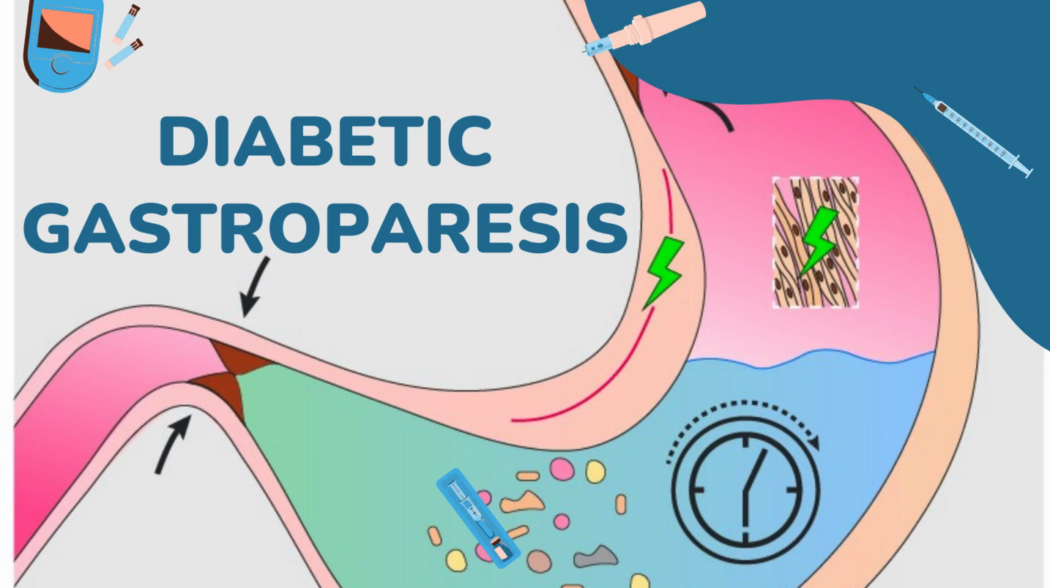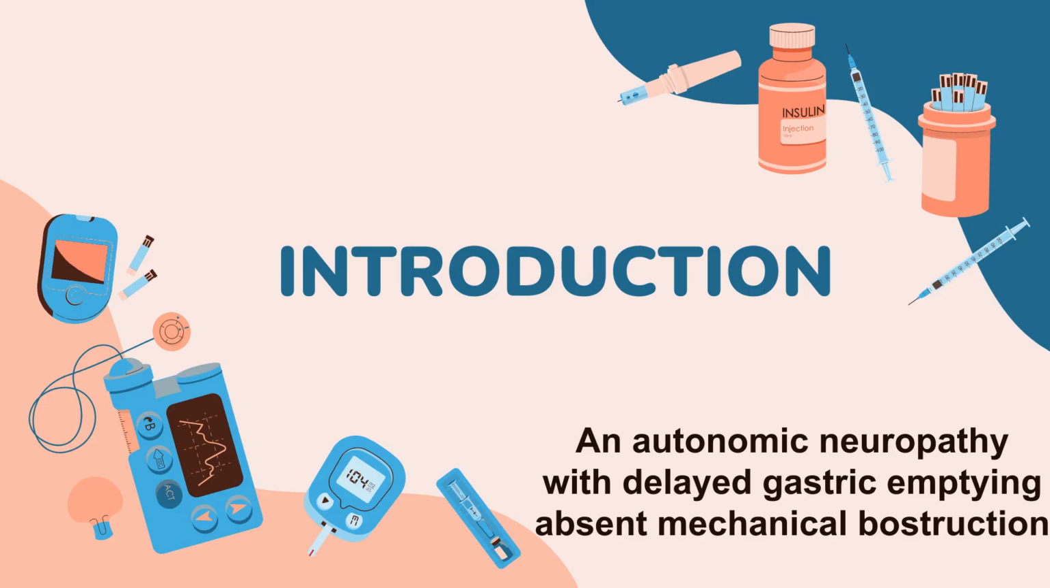In this video, you can learn about diabetic gastroparesis, its definition, clinical features, and its treatment. Diabetic gastroparesis is an autonomic neuropathy of the gastrointestinal tract marked by delayed gastric emptying in the absence of mechanical obstruction, for example normal esophagogastroduodenoscopy.